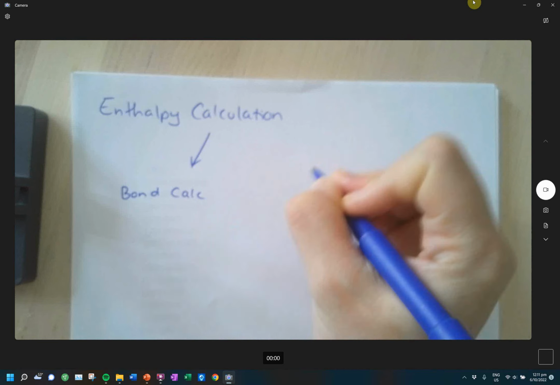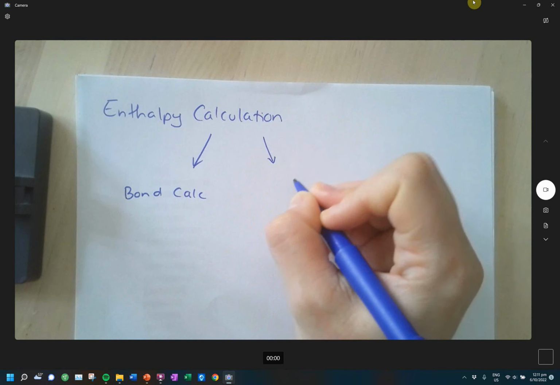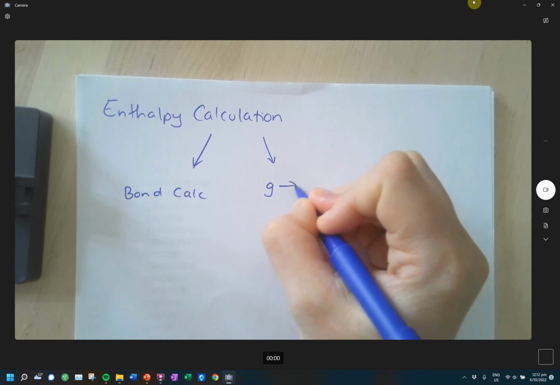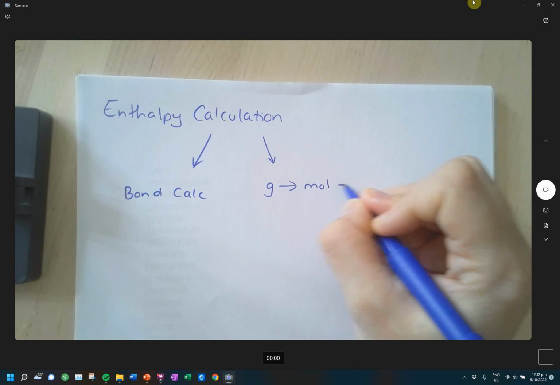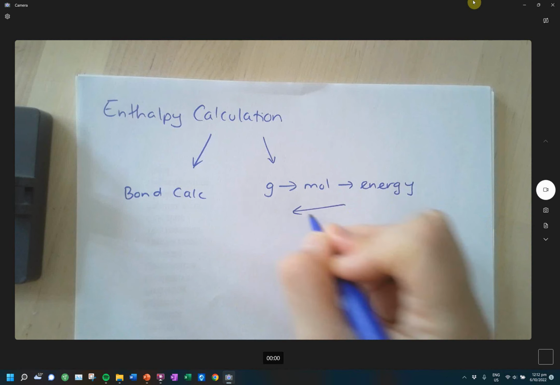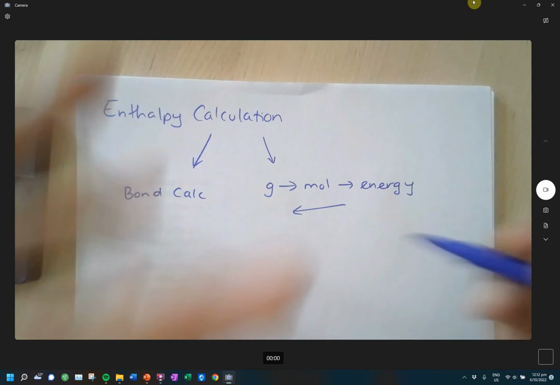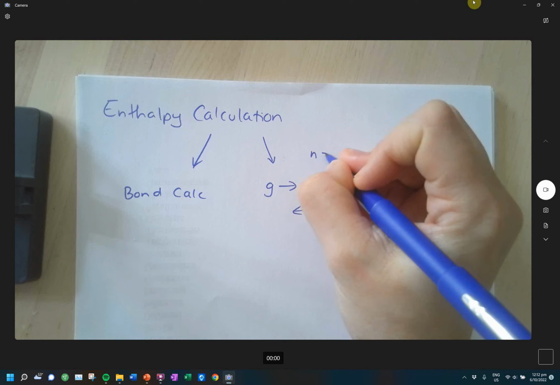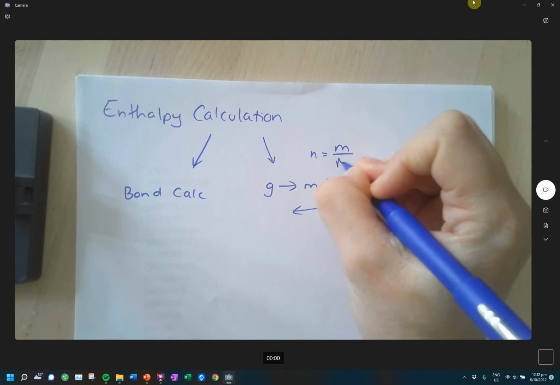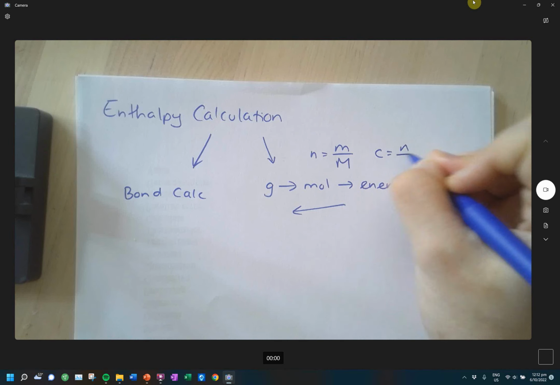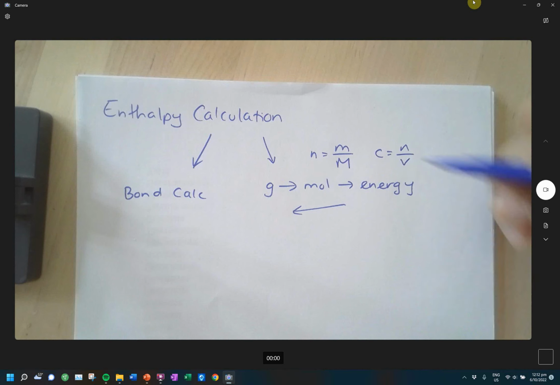Now with the enthalpy calculation, it splits into 2 different categories, which is the bond calculation, and then there's also what I like to call the gram to mole to energy kind of style question, and you can also go in reverse like that. It's just you're using that n equals little m over big M quite a bit, and you might occasionally use the concentration equation as well. So the good news is it'll be slightly familiar.